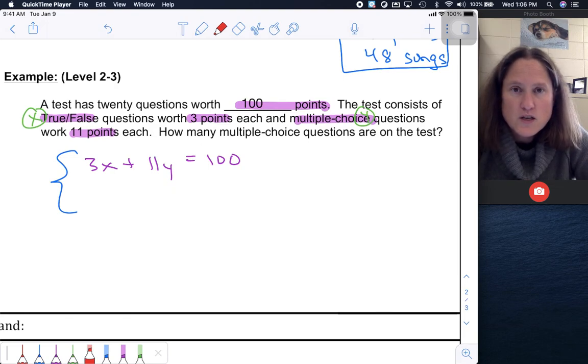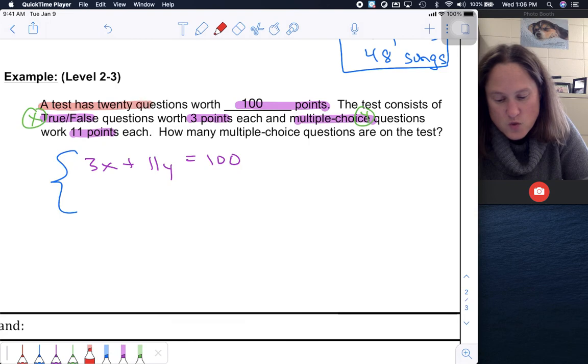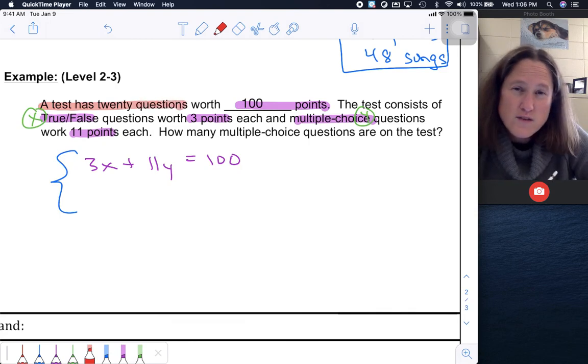The second equation then is going to come from the first part of the system, or the story problem, sorry. A test has 20 questions. So even though there isn't another number per se in the story problem, you have to read to see if it's giving you more information. And here it is. It's saying 20, okay, 20 questions.